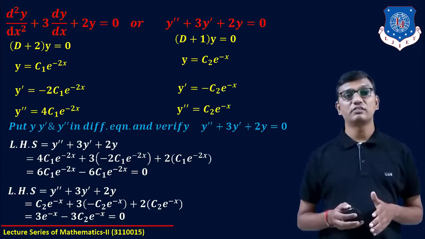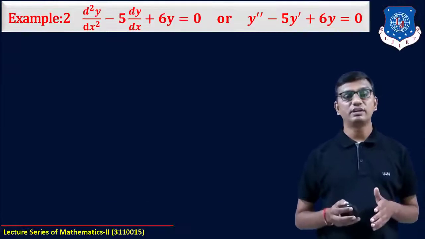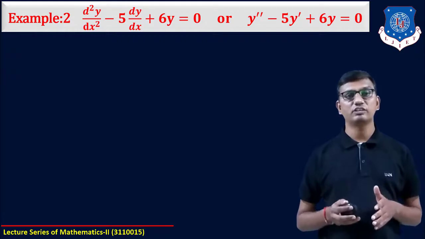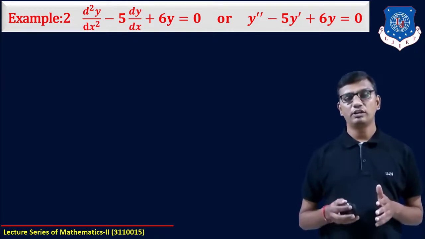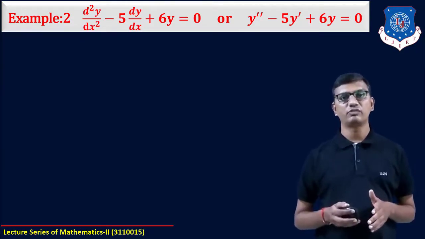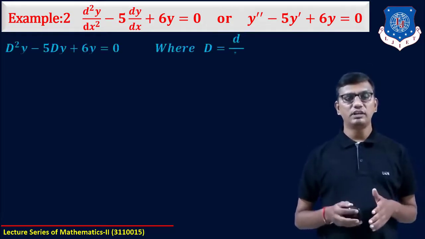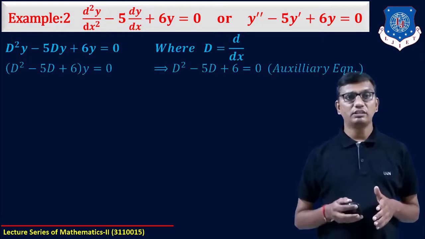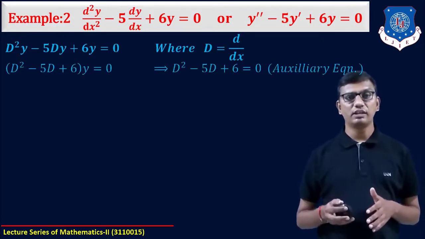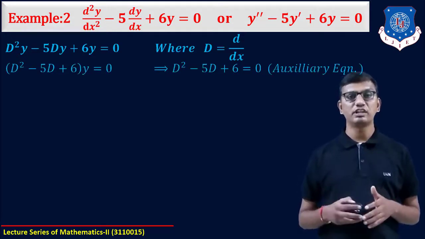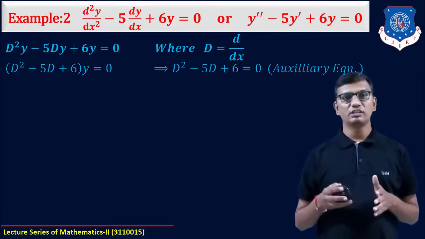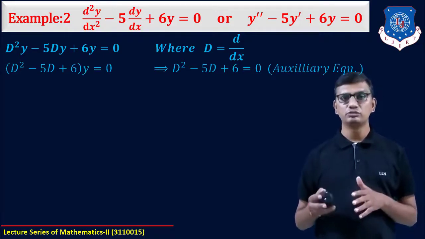Let us see our second example. d square y by dx square minus 5 dy by dx plus 6y equal to 0, or it can be rewritten as y double dash minus 5y dash plus 6y equal to 0, and it can be rewritten as (D square minus 5D plus 6)y equal to 0, and its auxiliary equation is D square minus 5D plus 6 equal to 0.